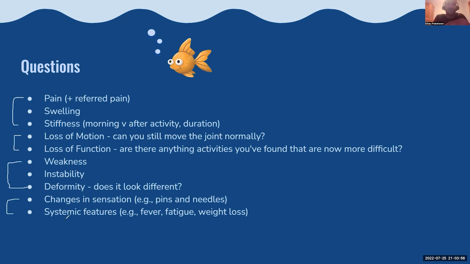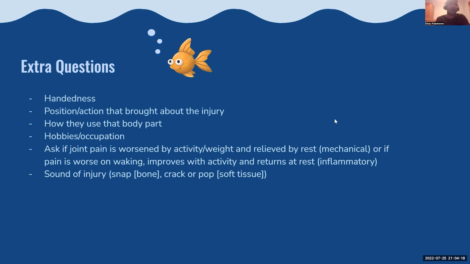And systemic features are things that you ask in every single history. You often get these symptoms with things like cancer, where you can have fever, fatigue, weight loss, appetite change. They're generally things that you ask all the time. But the main thing is to try and group the systems review questions into a couple of sets that you can ask. There's a few other questions that I think are worthwhile asking in a MSK history.